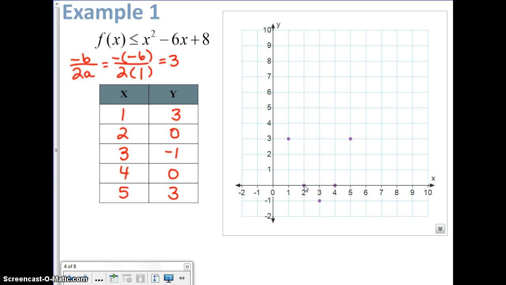Bear with me here. Sometimes I'm not that great at drawing these parabolas. Especially on this little airliner here. Alright, so there is our quadratic parabola.